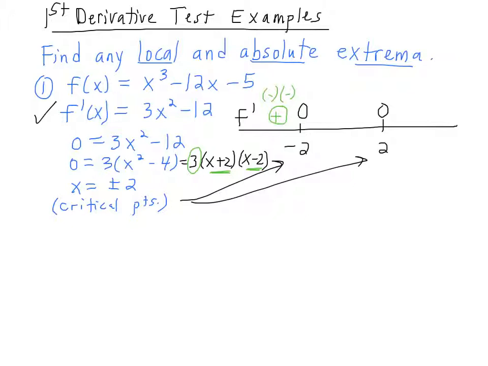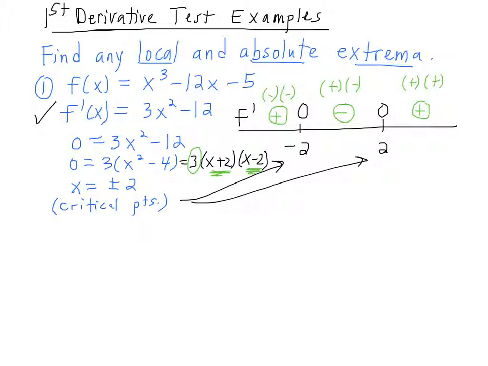Likewise, let's plug in 0. That's something in between negative 2 and positive 2. If I plug in a 0, again plugging into this factored version of our derivative, I'm going to have a positive times a negative, which is going to produce a negative. Finally, something bigger than 2, like 3 or 3 million, is going to produce a positive times a positive, which is a positive. So now we need to interpret this sign diagram.